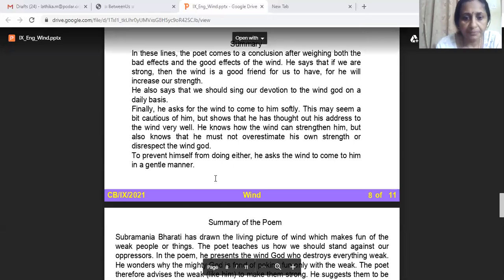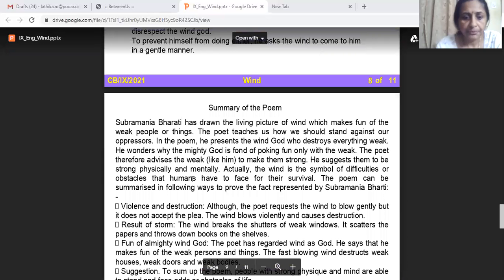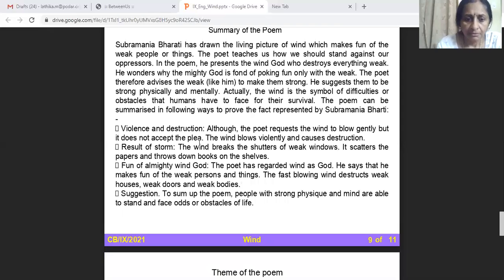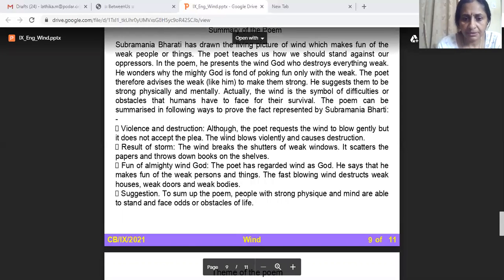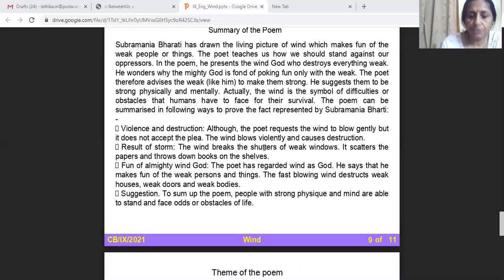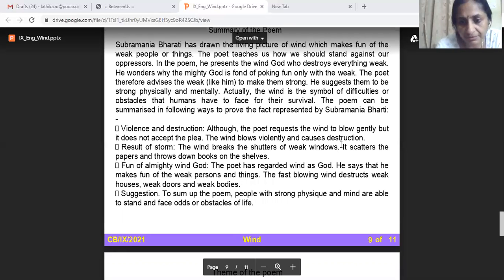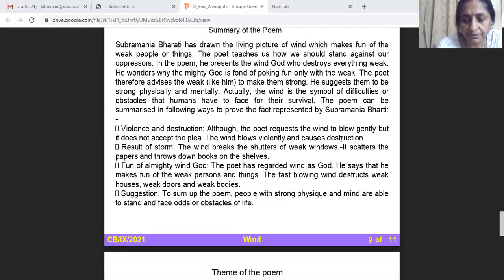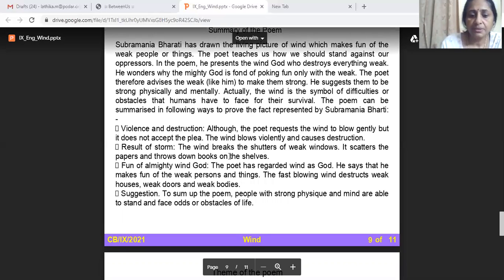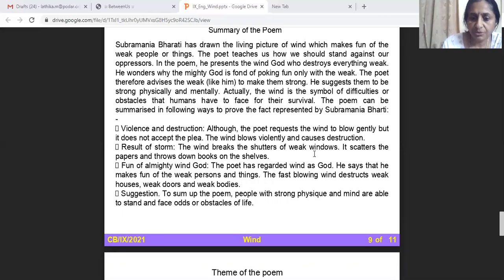So the summary again of the poem: violence and destruction. Although the poet requests the wind to blow gently, even the poet knows that the wind will not listen to him, because it will continue to blow violently and cause destruction when it comes in a violent form. So what is the result of the storm? It breaks shutters, windows, and even throws down papers from shelves.